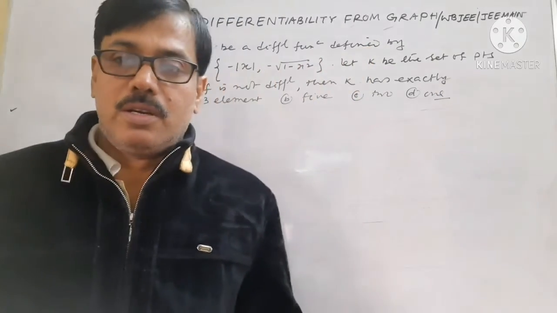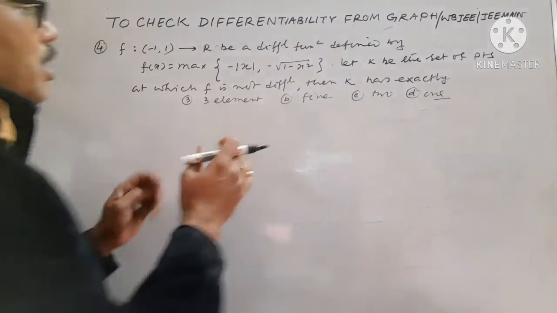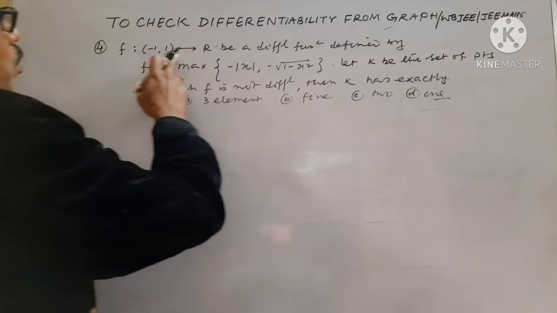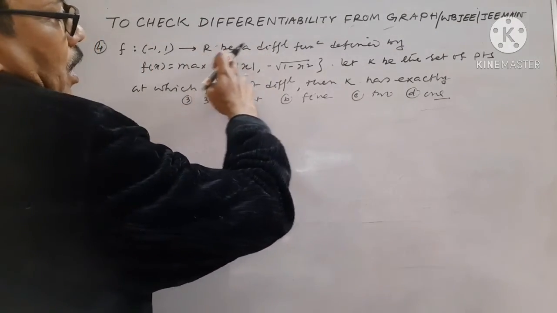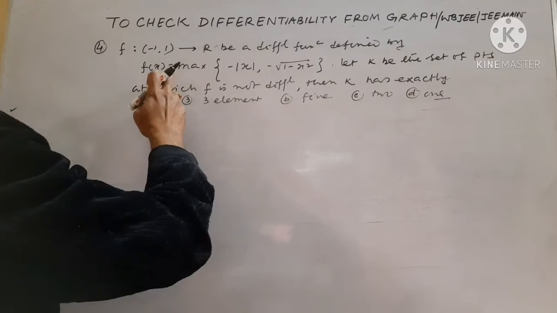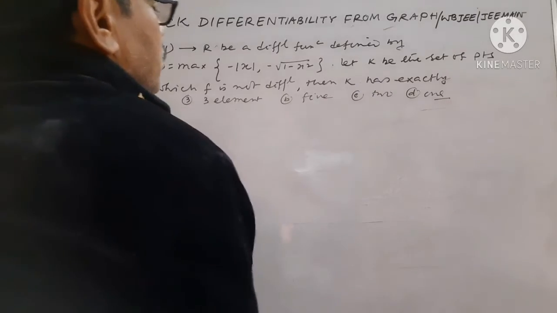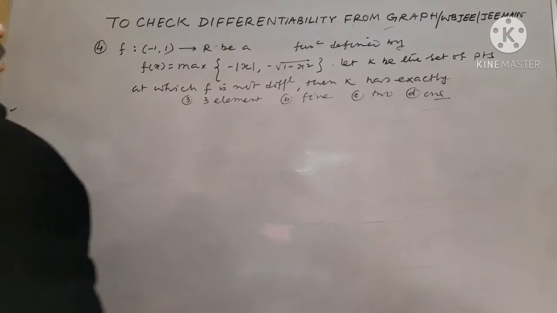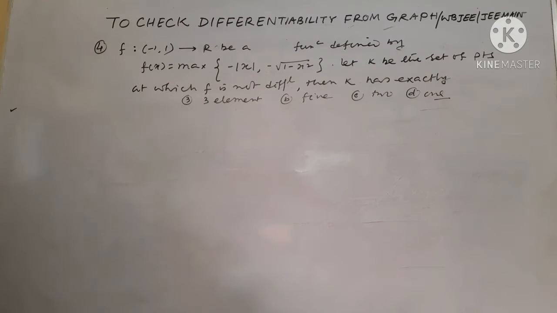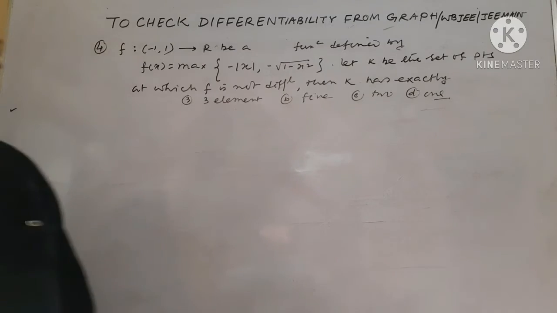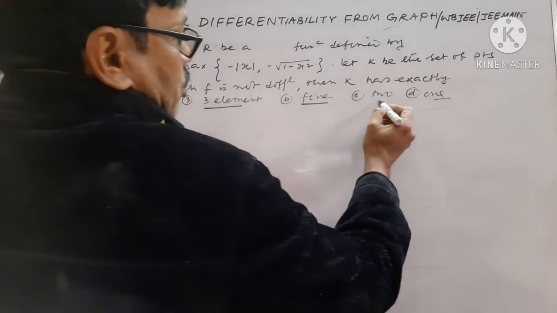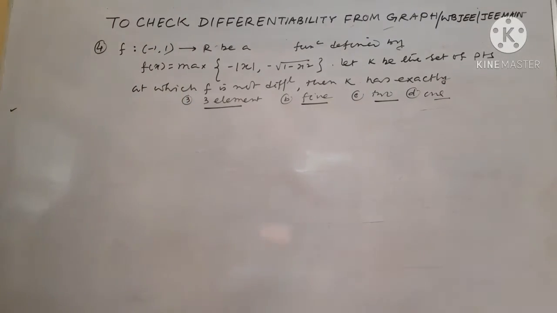Now you consider one more interesting problem. So a function from minus 1 to 1 domain to capital R, a function defined by f(x) equals to this. Let K be the set of points at which f is not differentiable. Then K has 3 elements, 5 elements, 2 elements, 1 element.